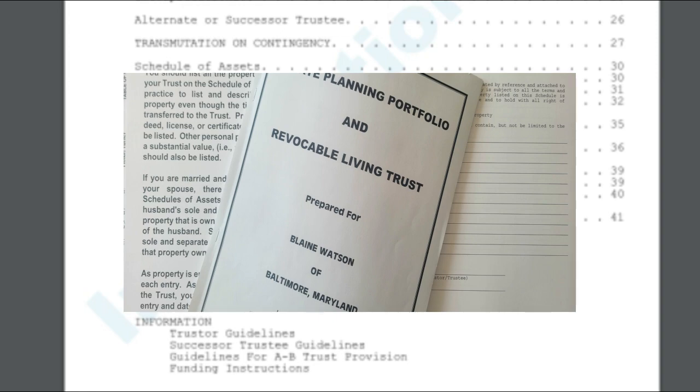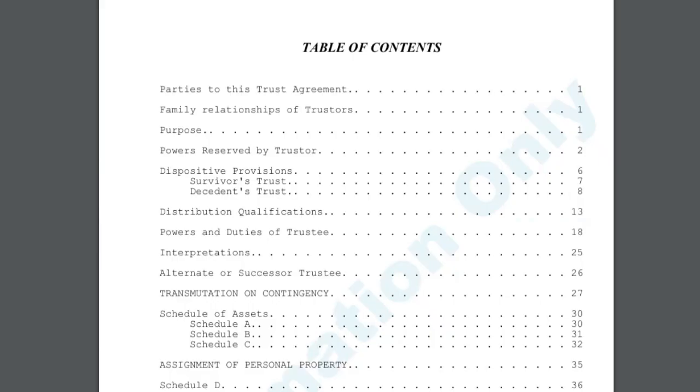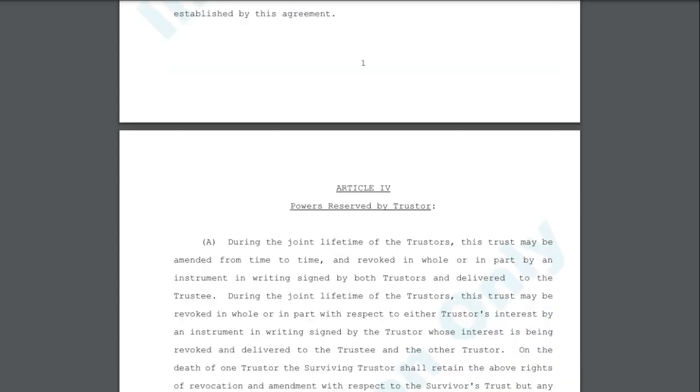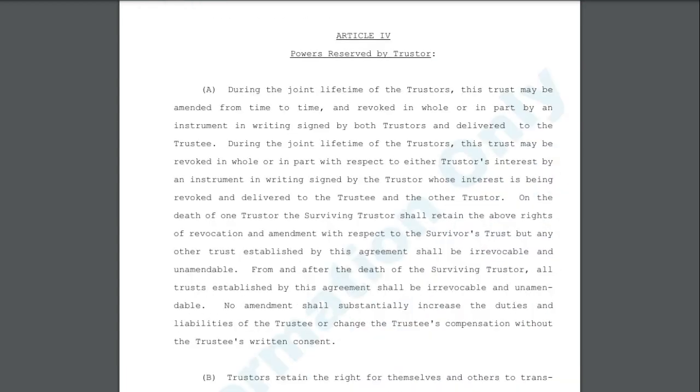1. Parties to this trust agreement. This section typically identifies the individuals involved in the trust, such as the trustor, the person creating the trust, and the trustees, the person or institution responsible for managing the trust assets. 2. Purpose. This outlines the purpose or objectives of the trust, which may include asset management, wealth transfer, providing for beneficiaries, or achieving specific estate planning goals.